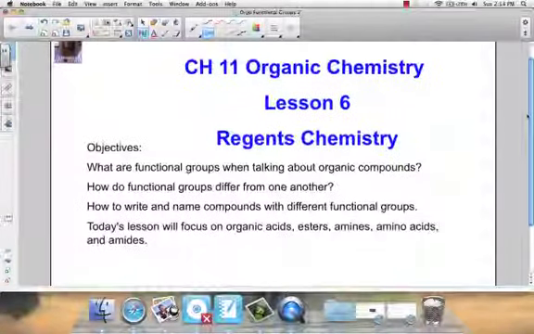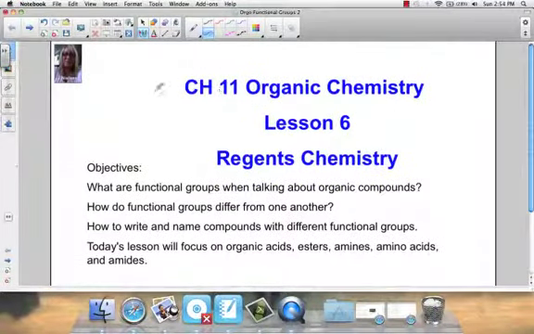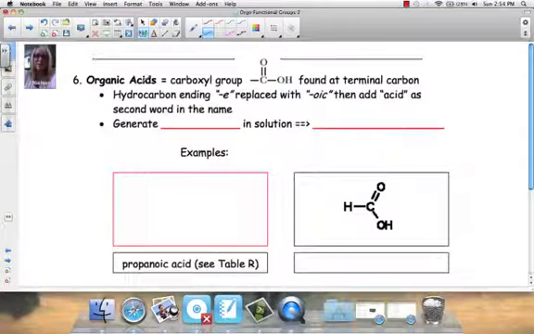Okay, this is Organic Chemistry, Lesson 6, and we're going to finish up with Table R today. We're going to talk about organic acids, esters, amines, amino acids, and amides. Let's first start with organic acids.